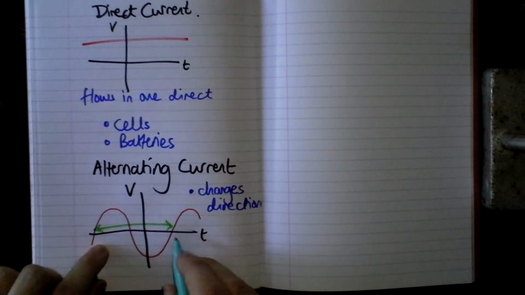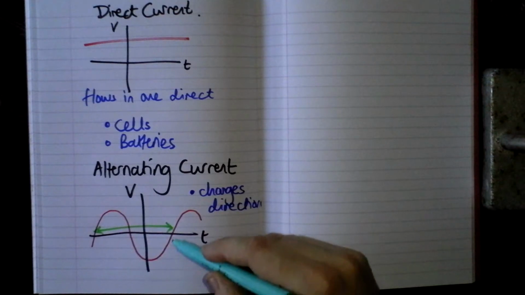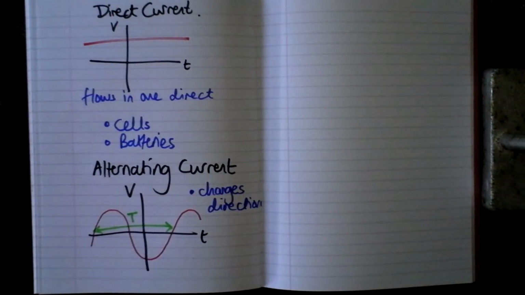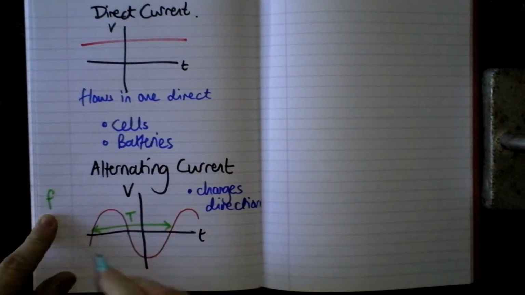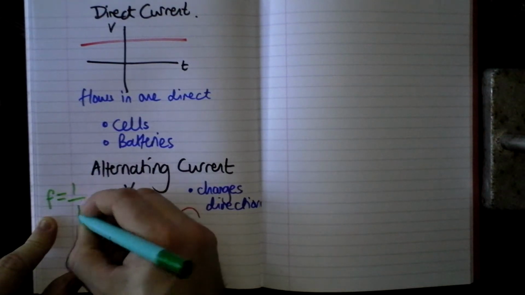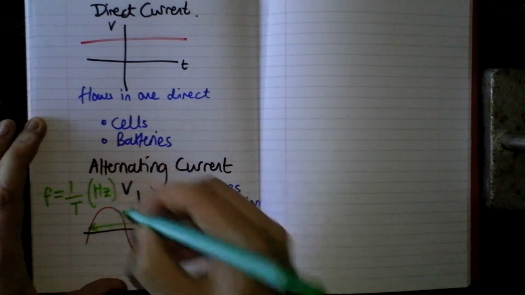That one wavelength, if you like, the time it takes for alternating current to do one cycle, that's go forwards, then backwards, at this point, we call that the time period T. And sometimes we'll talk about the frequency of an alternating current supply. And the frequency is how many of those do we fit in a second. And that's just 1 divided by T. That's the frequency. It's measured in hertz.